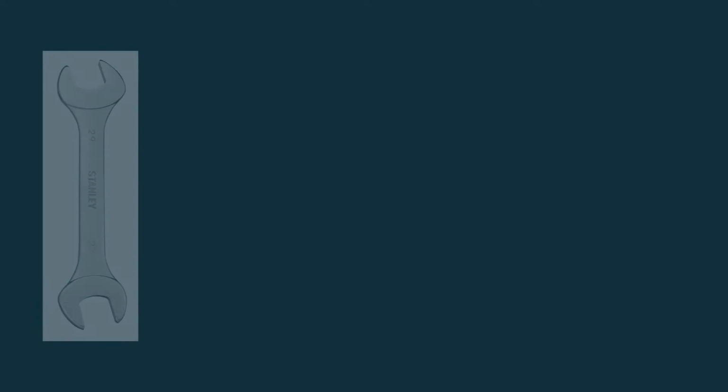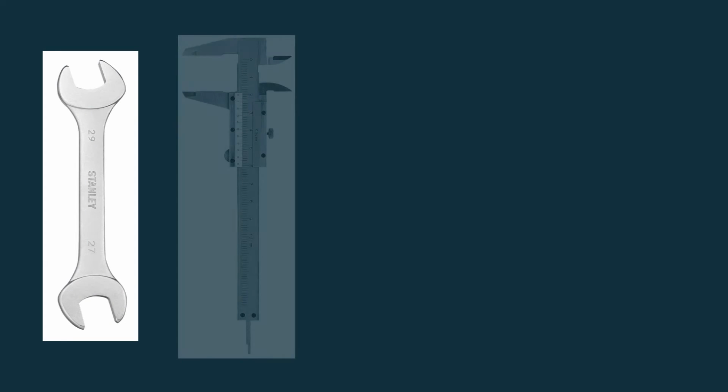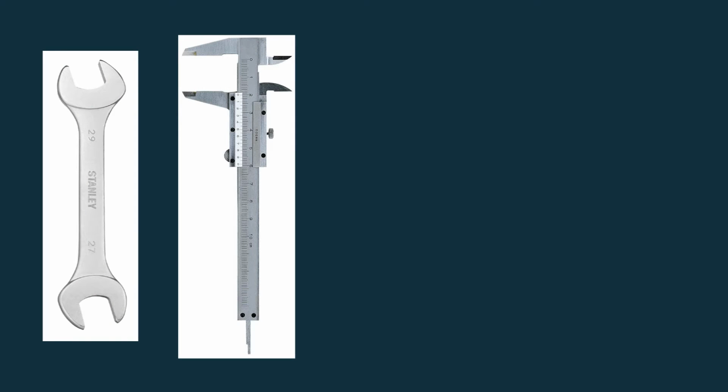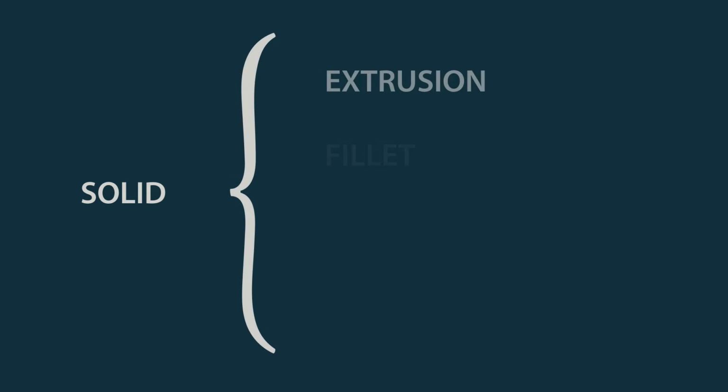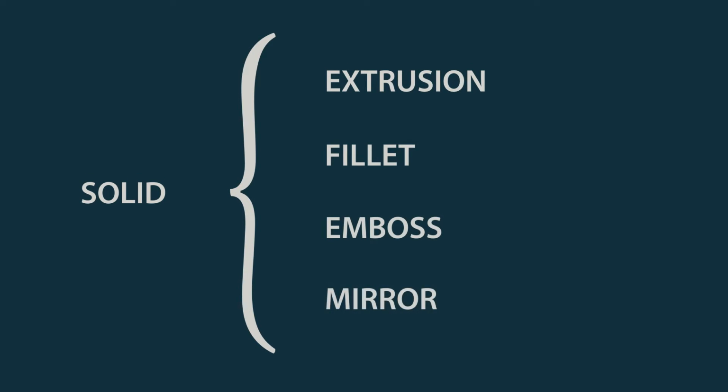Let's start from the beginning. In order to create the model of a wrench, first of all, you need a real wrench and a tool to get its measure, or a technical drawing with dimensions. The modeling tools required are very simple. I'm going to use some extrusions, some fillets, the emboss, and the mirror tool.